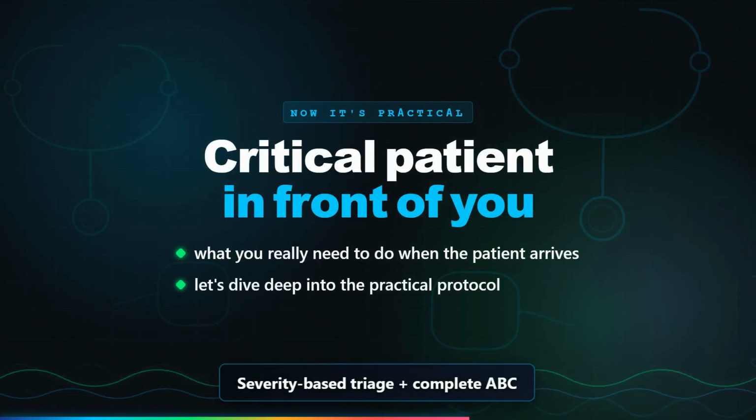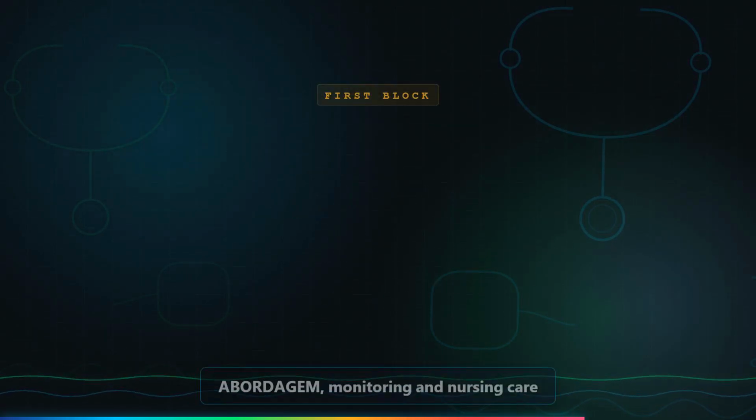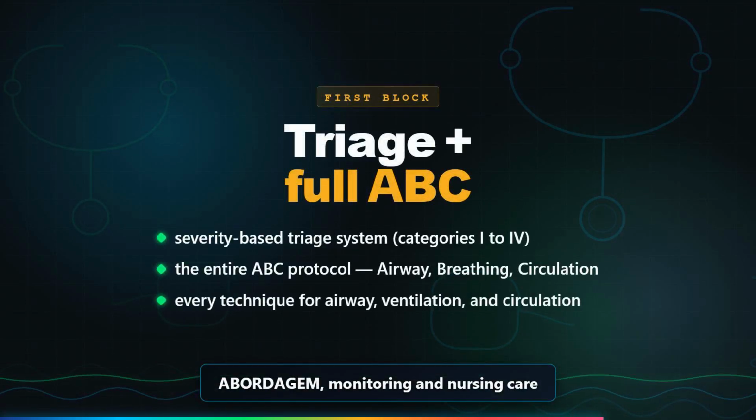Then we'll detail the entire ABC protocol, how to ensure a patent airway with all the available techniques, how to establish good breathing and ventilation, and most importantly, how to assess circulation through all the parameters that really matter. I'll present the ABORDAGEM acronym for the secondary assessment, which is a super efficient method so you don't forget any system during the exam. And we'll close talking about continuous monitoring and all the nursing care that makes a difference in the patient's recovery. So get ready, because now comes the part you'll apply directly in practice. Let's go.